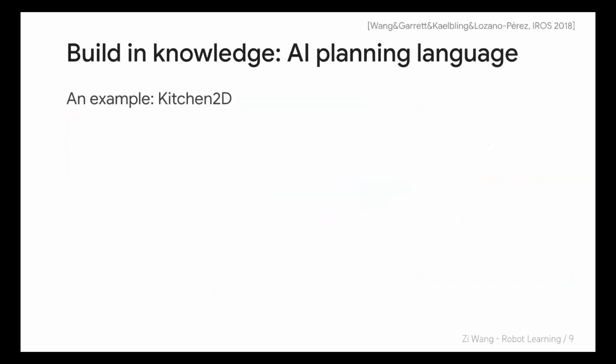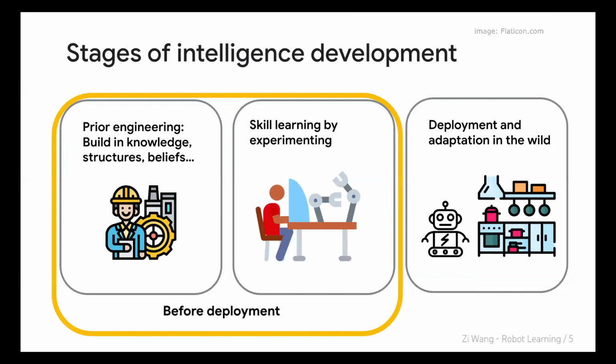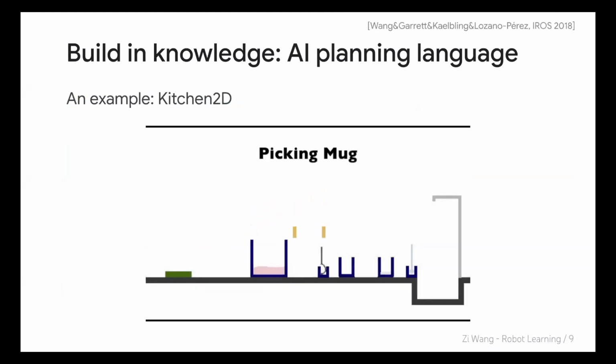Now, let's first look at this part of prior engineering. How do we build in the knowledge? I'm going to apply an even simpler example here to explain the kind of knowledge that we're going to build in.